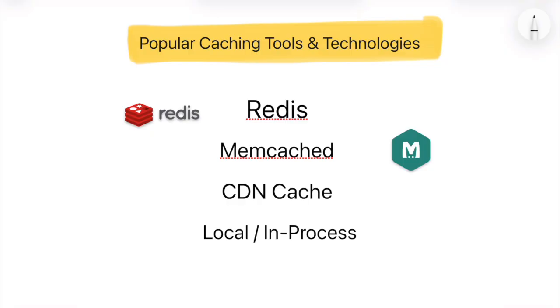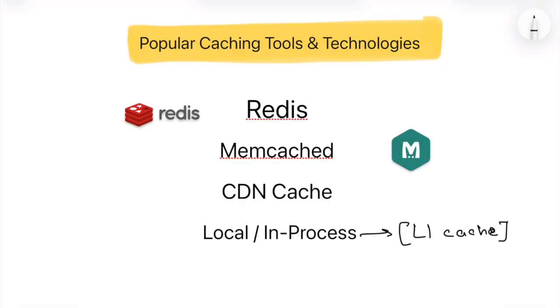The last is the local in-process cache. It is also referred to as the L1 cache. Sometimes the fastest cache is the one inside your own application.